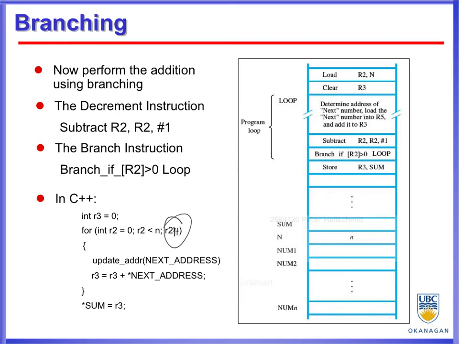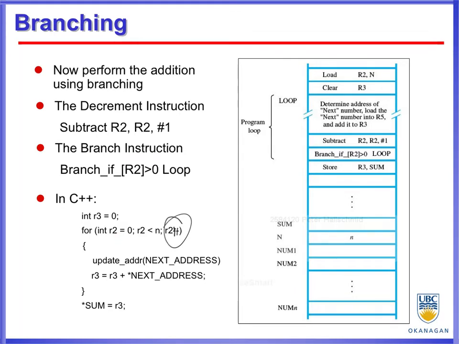So one instruction is going to clear the value. If R3 had some number in it before, clear just means set it to 0, okay? We're going to load whatever is at memory location n, which is the number of numbers we're going to add up. So this load instruction is going to take the value n and put it into R2. So R2 is our counter.